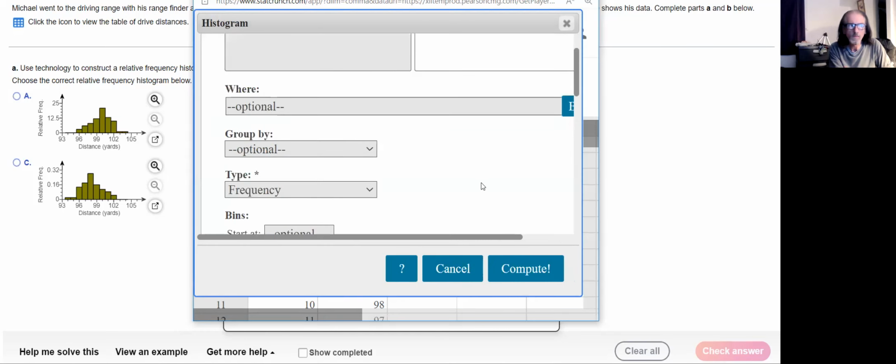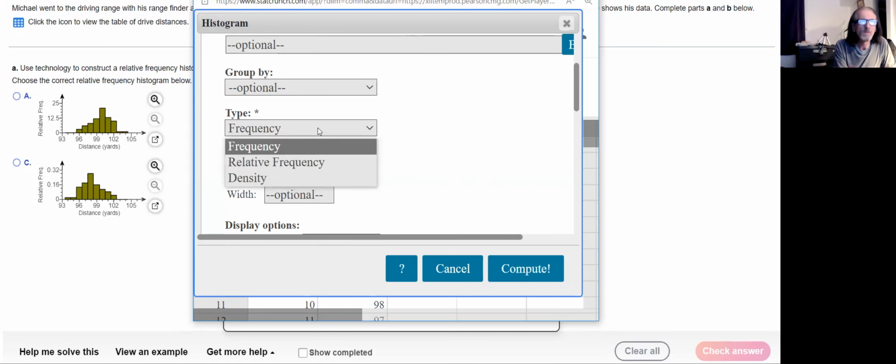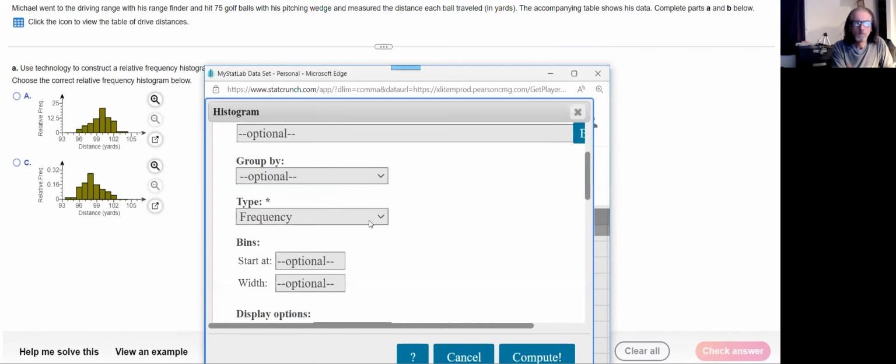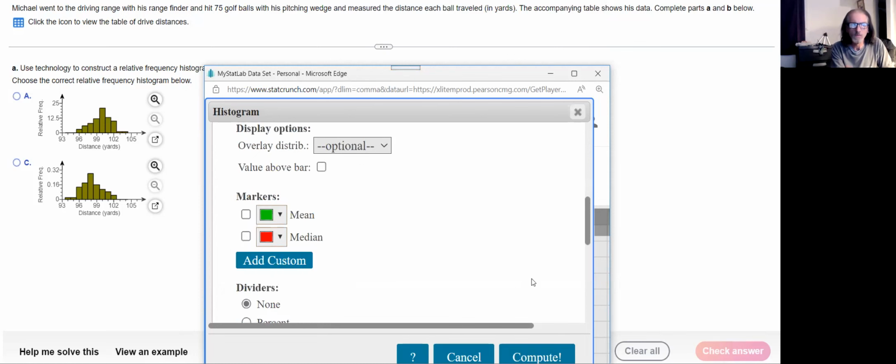Should be enough. Guess we want relative frequencies. Yes or no? We do. Let's see what we come up with by just going to compute, I guess.